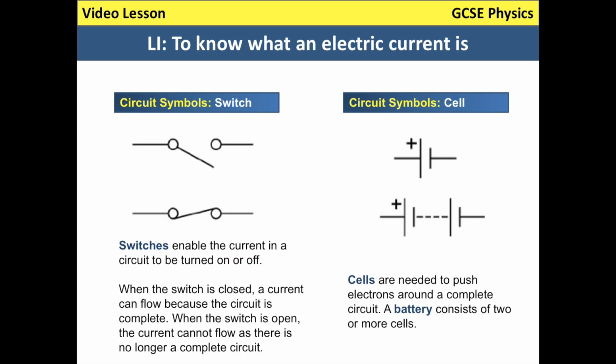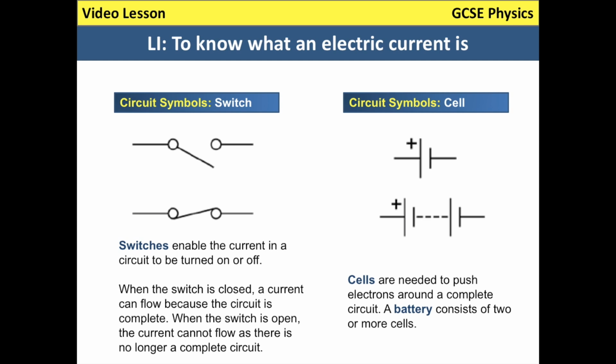Here we've got two different versions of the same thing. These both represent switches, but switches in different positions. Switches enable the current in a circuit to be turned on or off. Now, the first one would show us an open switch. When a switch is open, there is no current flowing because we haven't got a complete circuit. The second one, the bottom one, shows a closed switch, and that means that a current can flow because the circuit is complete.